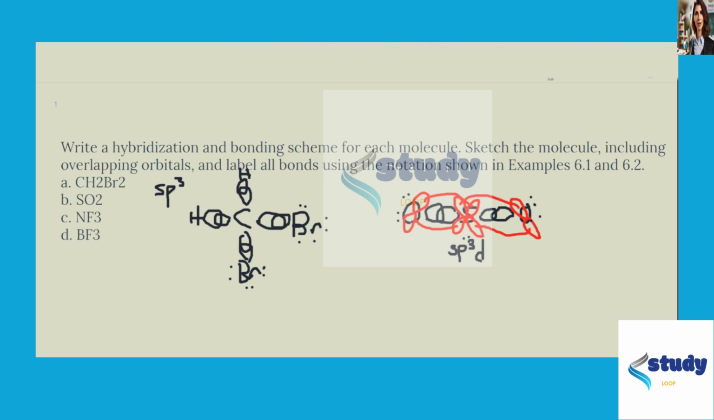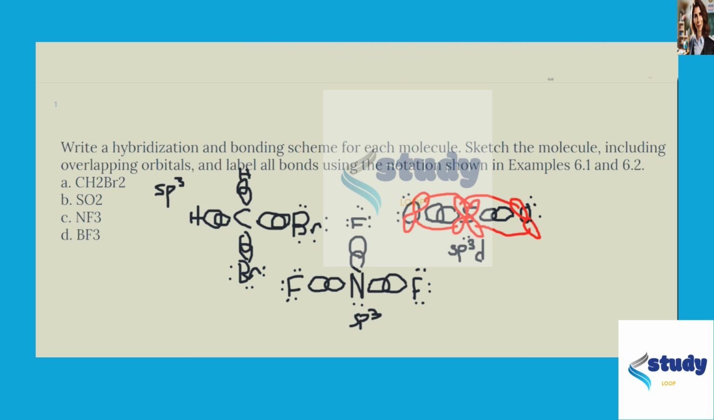For NF3, it's going to be the exact same as in the last example with ammonia. The only difference being that the fluorines are going to have lone electron pairs on the outsides of them, whereas hydrogens don't. So we form our 3 bonds to fluorine. And then remember that nitrogen has 5 valence electrons. We've used 3 of them to bond. That leaves us with 2 more. Since it has 4 things around it, this is sp3. And the fluorines are also sp3.